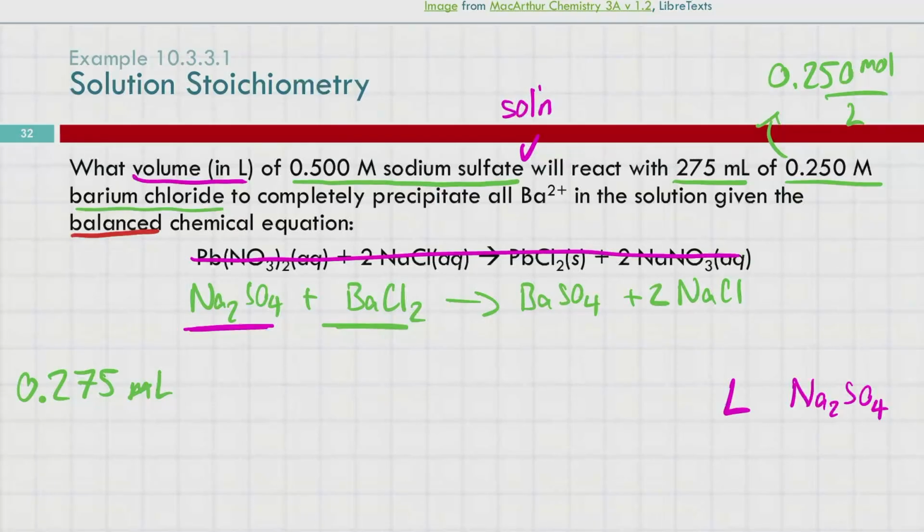Alternatively, if we really wanted to, moles equals molarity times volume, or times liters. If we rearrange capital M equals MOL over L, we can also do that. So moles equals molarity times liters. We have liters. If we multiply by molarity, which we are given, this will give us moles of the chemical barium chloride.